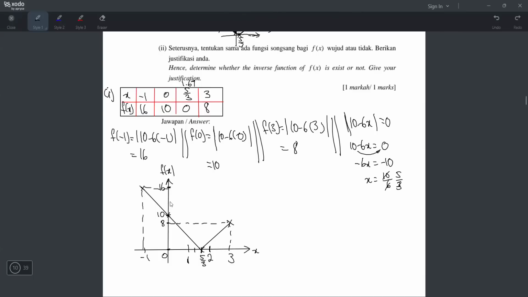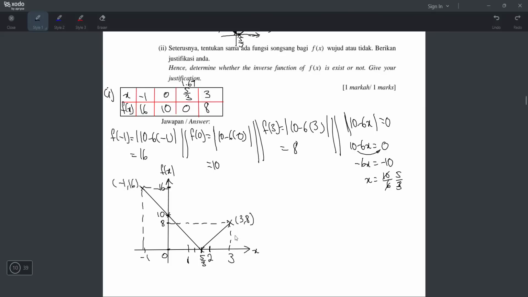Okay, so this is how it looks. You don't have to label all the points, but the first point and the last point I recommend labeling: negative 1, 16 and then the last point 3, 8. Okay, these are the only ones I recommend. And if it's a quadratic, I will ask students to label the turning point also. But this one doesn't have a turning point.